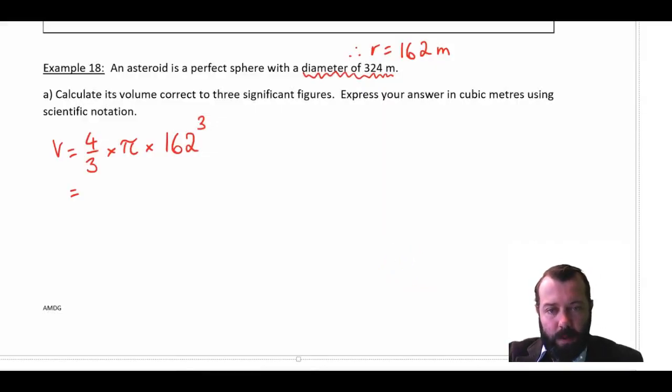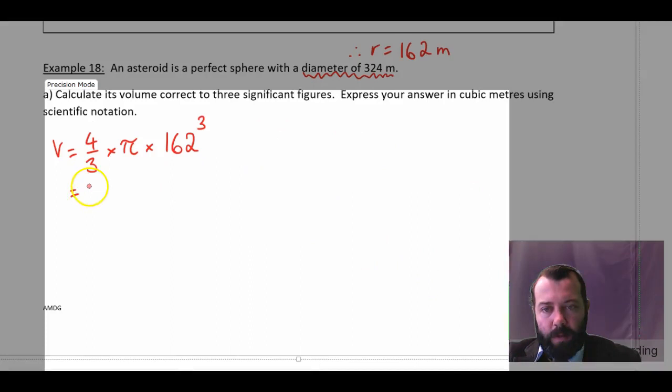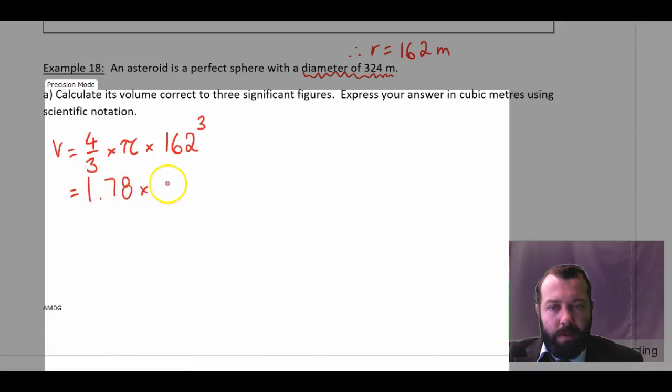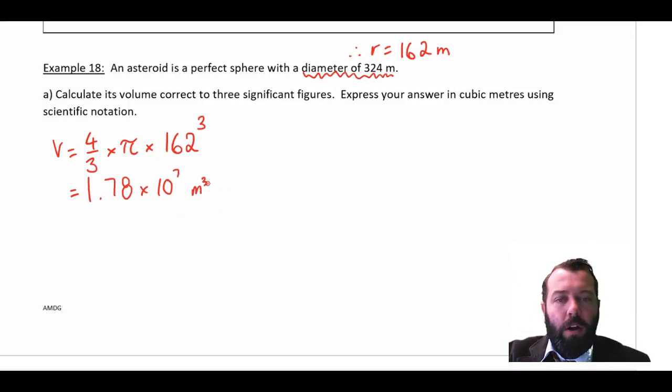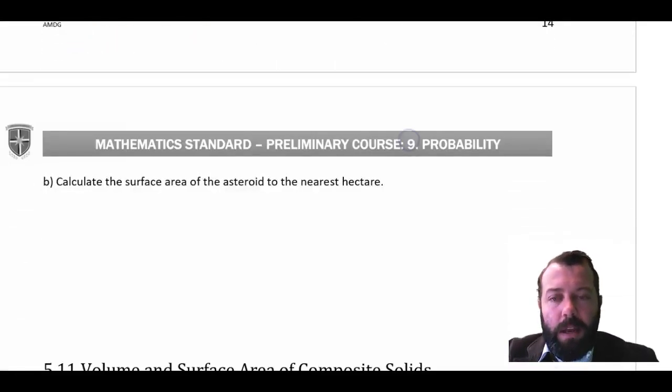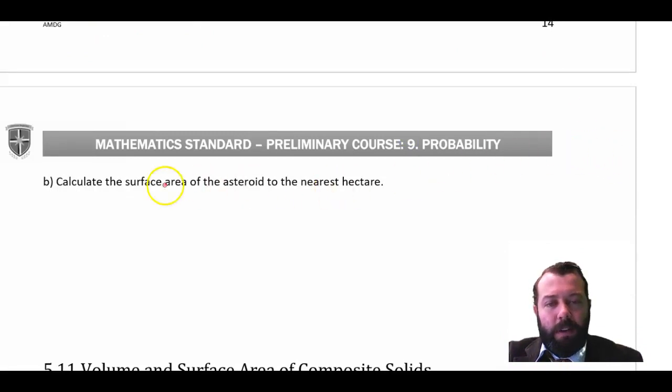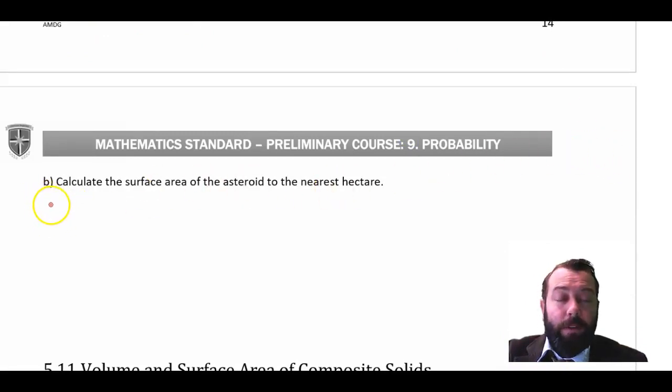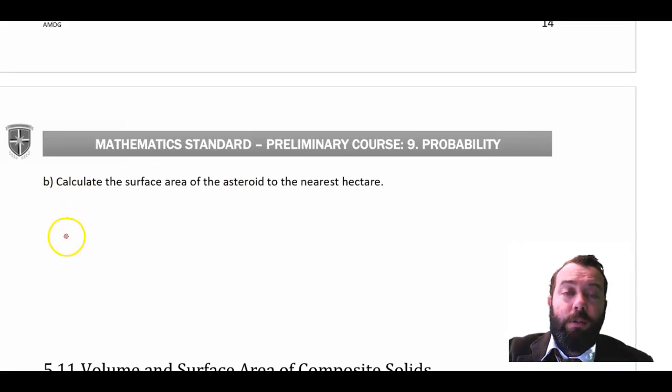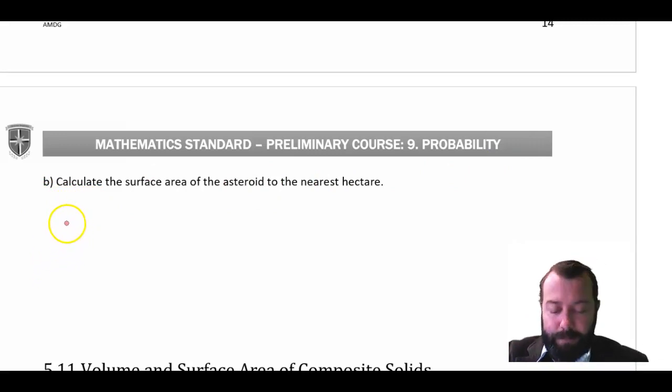There we go. Okay, so 1.78 times 10 to the power of 7 cubic meters. Right, that's the volume of this asteroid. Now we're also asked to work out the surface area in hectares. I'm still going to work with square meters, and we have to remember that there are 10,000 square meters in a hectare. So we're going to divide our answer by 10,000.